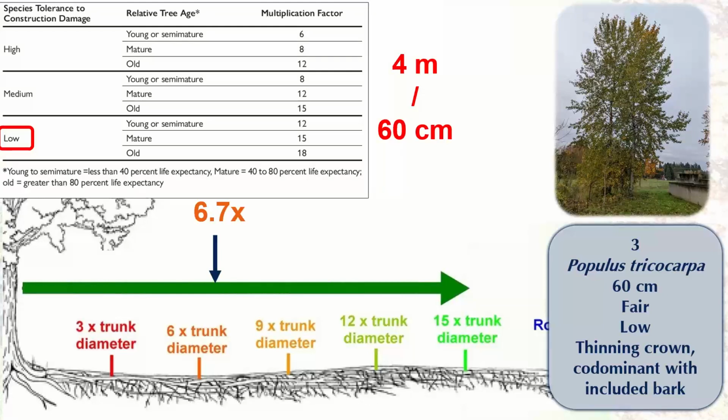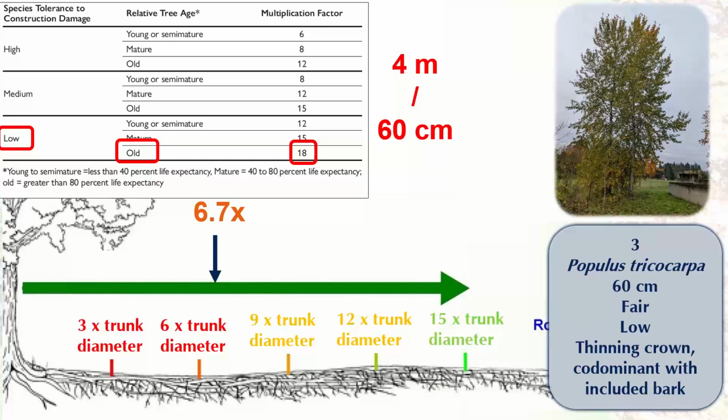A 60 centimeter trunk, I would say, is in this mature to over-mature to old range, whatever we want to call that, because it's also declining in health. It has a thinning canopy, things like that. So I'm going to put it in as old and say that that's 18x, right? When we compare 18x to 15x, I actually want to shift the colors on my scale the other way. Ooh, hold on, 6x on a tree with low construction tolerance that's old, that's actually not a dark orange, that's a dark red.